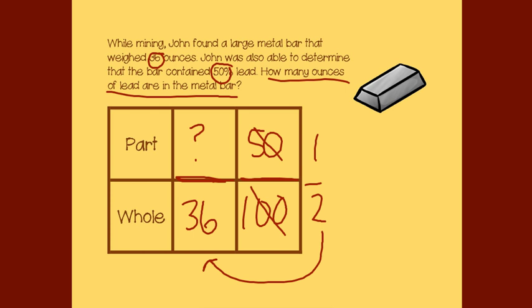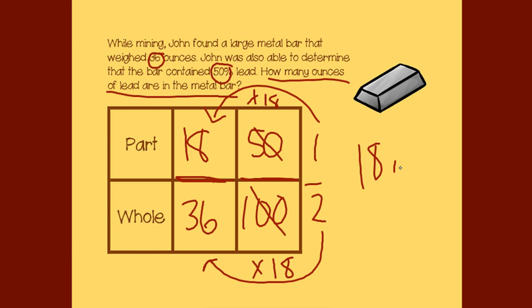Then I have to think, 2 times what will give me 36, or 36 divided by 2 is what? And it's 18. So if I multiply 2 times 18, I get 36. And if I multiply 1 times 18, I get 18. So the part that is lead is 18 ounces.